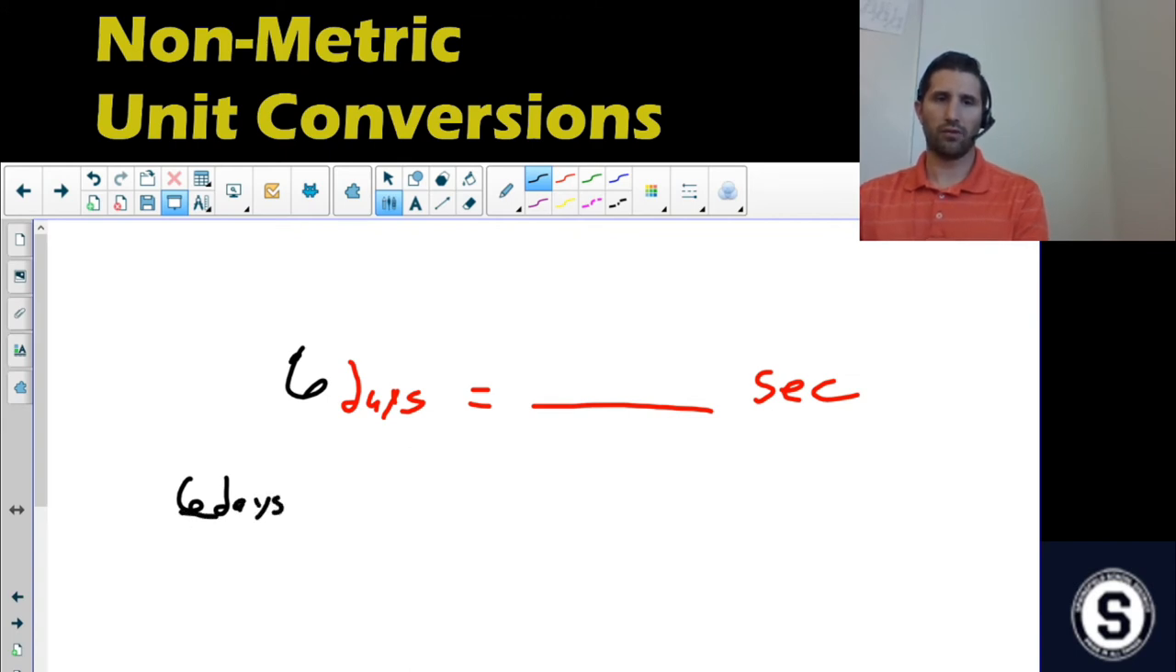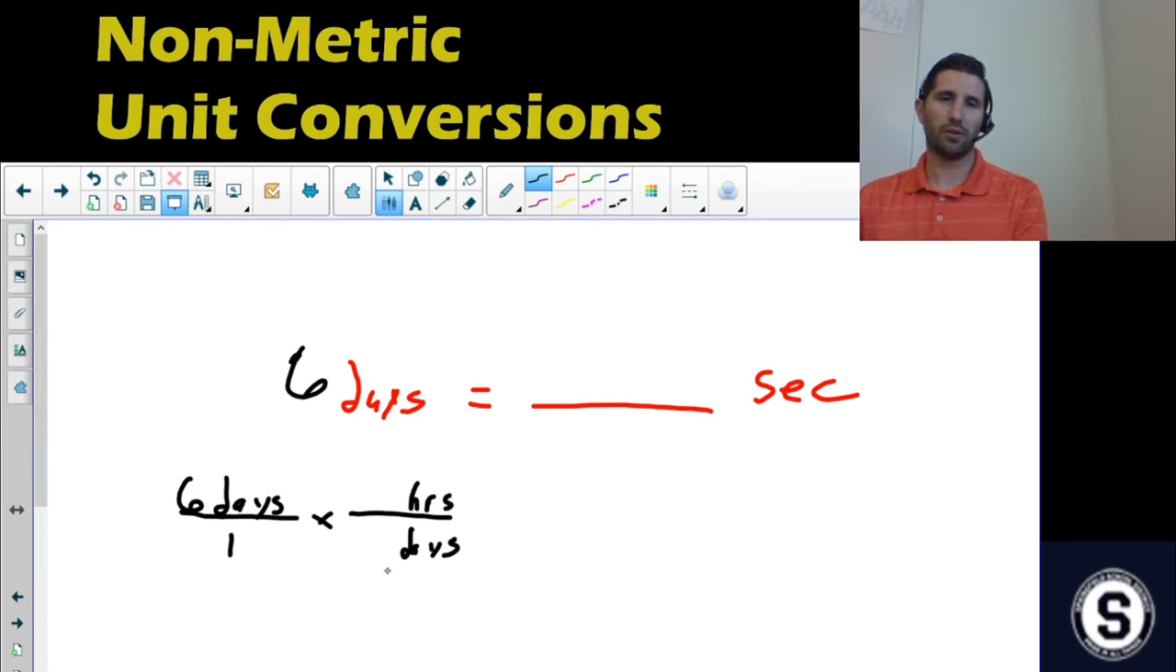And I can write that over 1, like we said earlier. Okay, now, I don't know how many seconds are in a day, but I do know how many hours are in a day. All right, so maybe we start there. So if I have days on top, I need to make sure days are on the bottom here so that it cancels out. And let's put hours here.